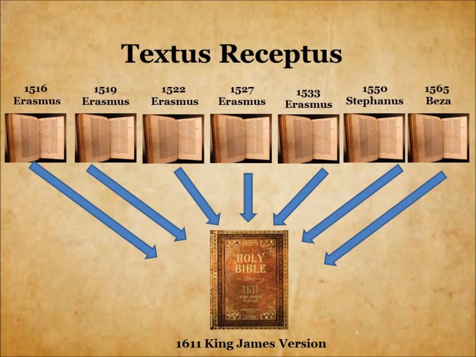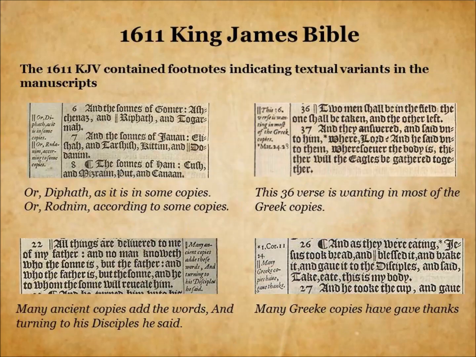And these editions of the TR don't agree with each other identically. There are changes between each edition. Each edition, to a certain degree, is somewhat unique. And now we come to the topic of footnotes in the King James Bible.